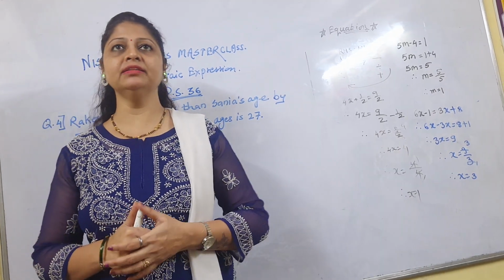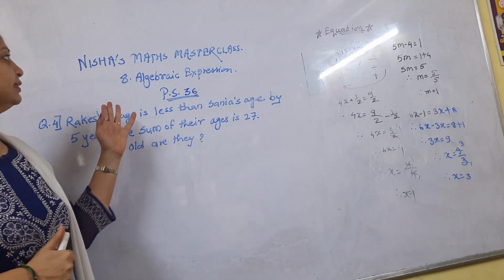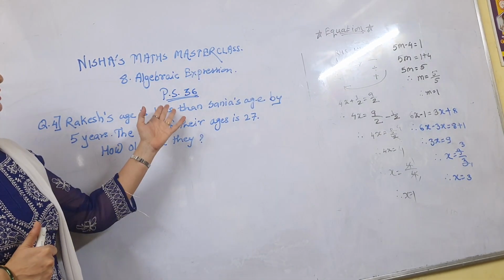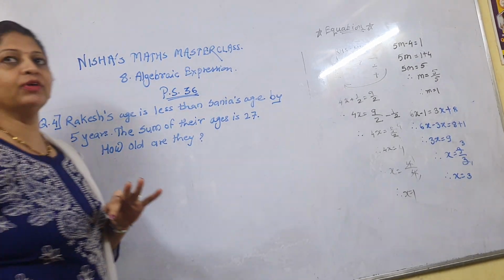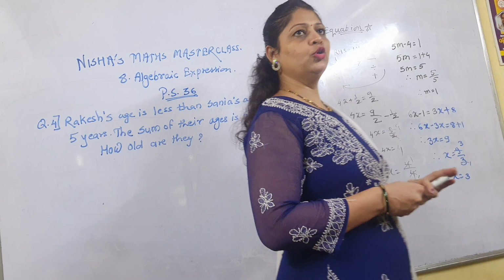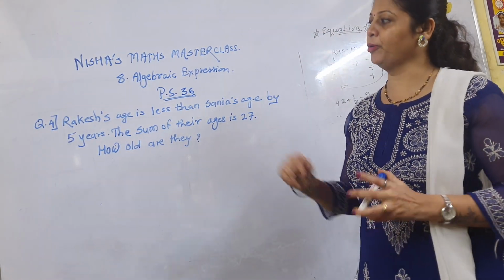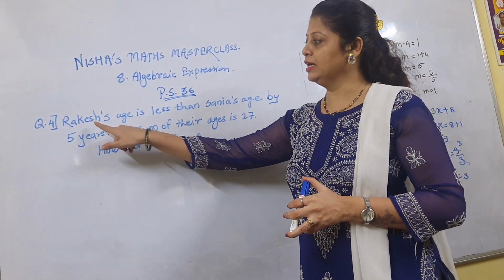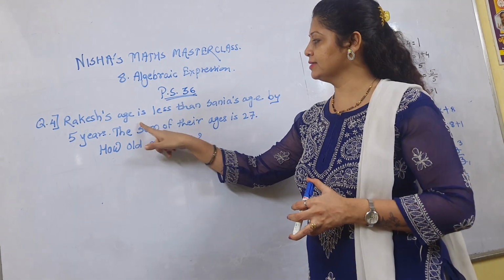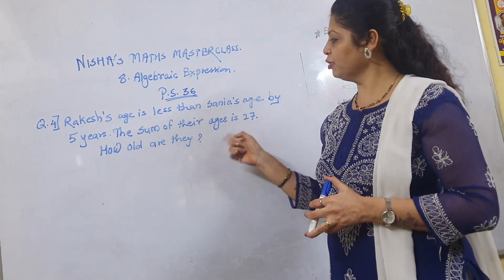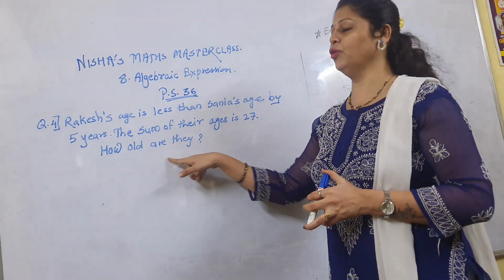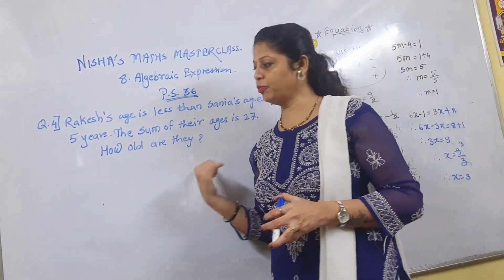Today we are going to learn from the standard 7, lesson number 8, algebraic expression. Practice set 36, question number 4. Now, there are word problems 4, 5, 6, 7, correct? The first word problem: Rakesh's age is less than Sania's age by 5 years. The sum of their ages is 27. How old are they? Now, this is a most important question.